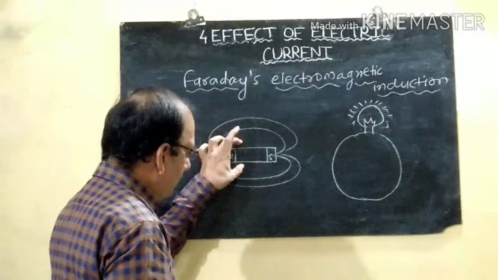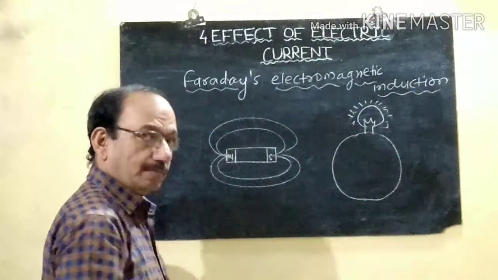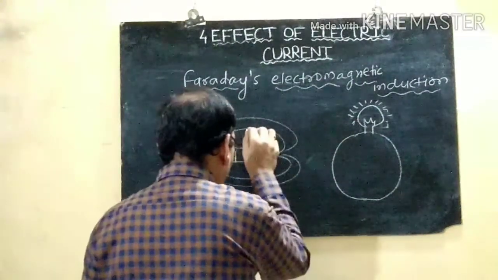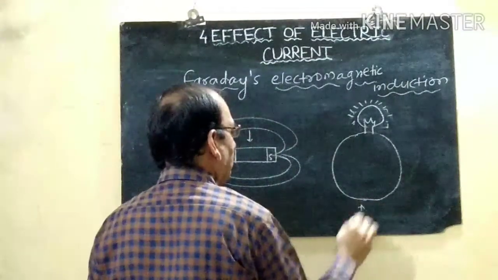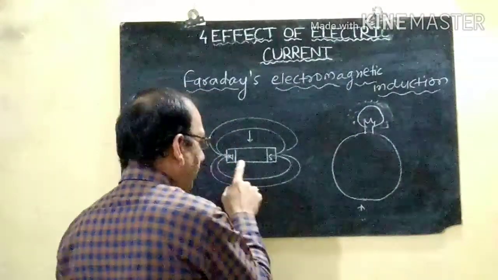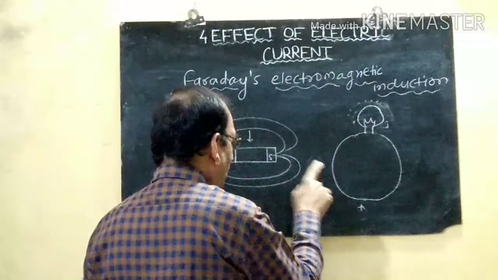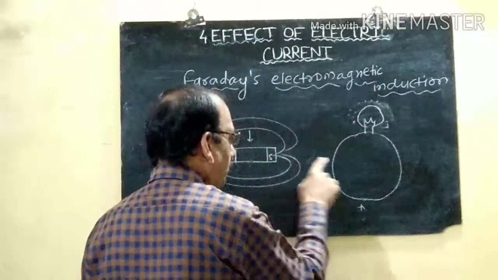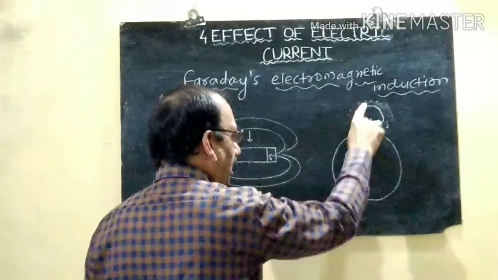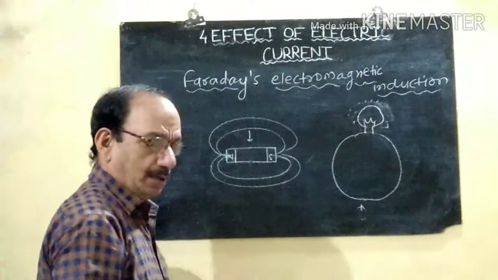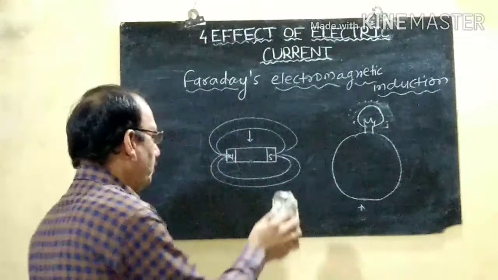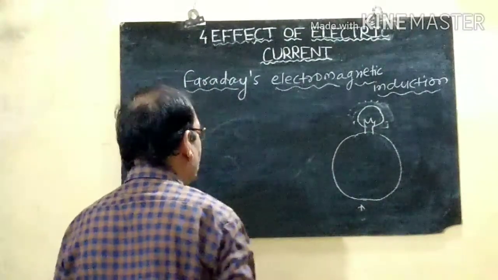When I keep this magnet stable, the magnet is stationary and this coil is also stationary. Then this light does not flash. When we move this bar magnet towards this coil, just for 1 second, this light will flash. Then, instead of this bar magnet, we use a solenoid coil.